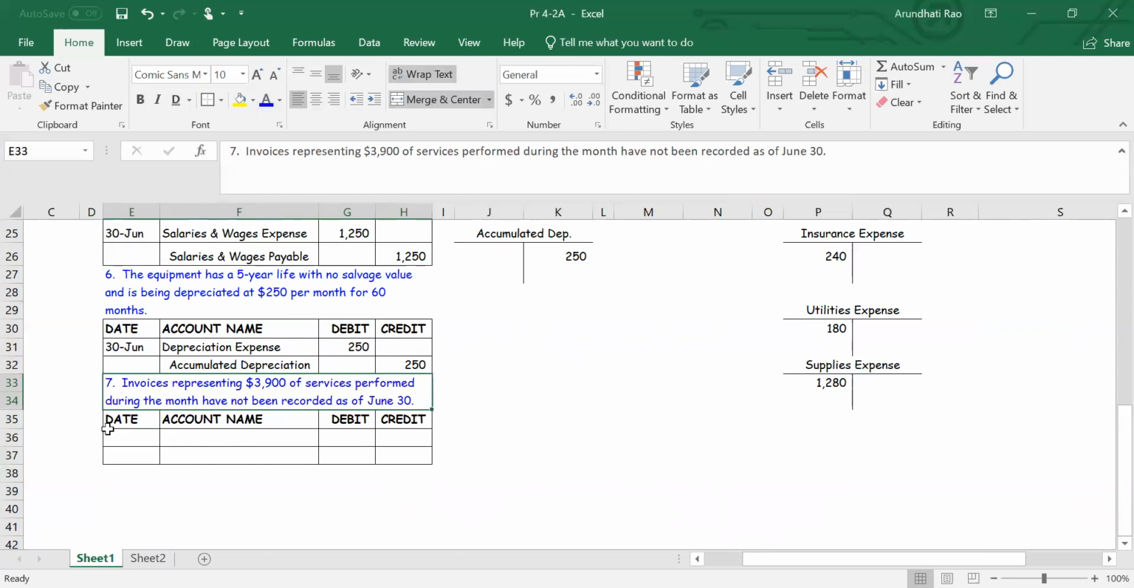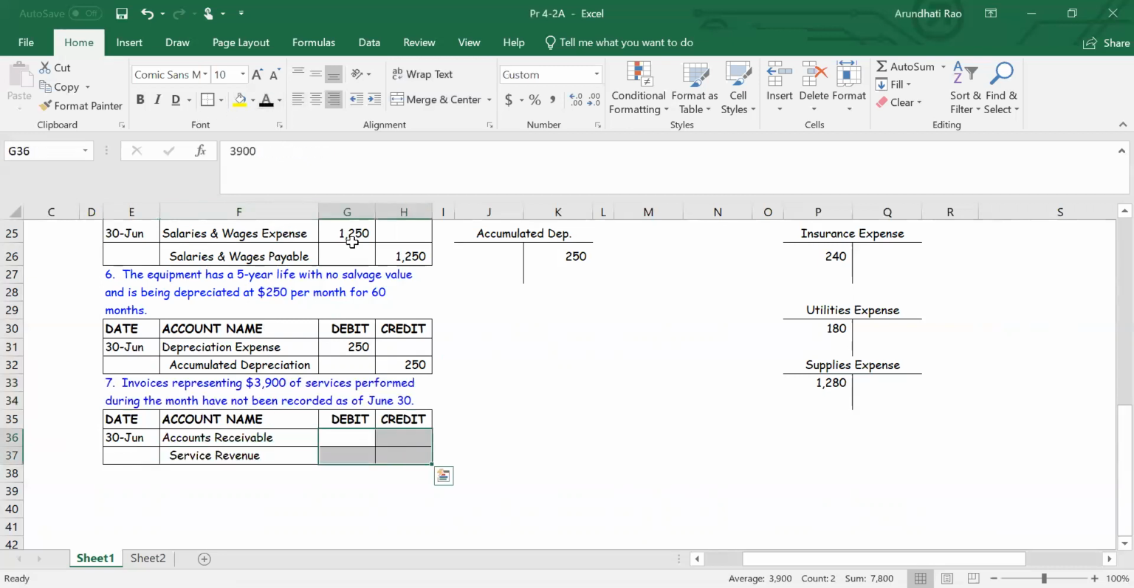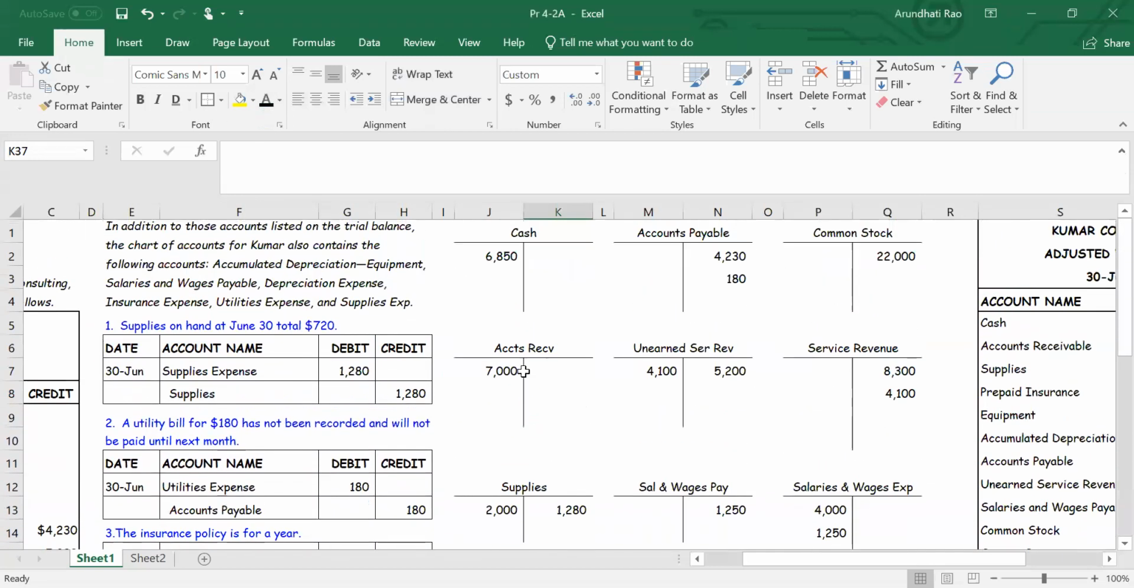So on June 30th, my journal entry is going to be accounts receivable debit, which means my customer owes me money. And why do they owe me money? Because I did the work. So service revenue credit. And the amount is $3,900. So accounts receivable debit, service revenue credit. I did the work, I billed my client, I just didn't do the journal entry. So I'm doing it at this point of time. So let's go up over here, accounts receivable debit and service revenue credit.